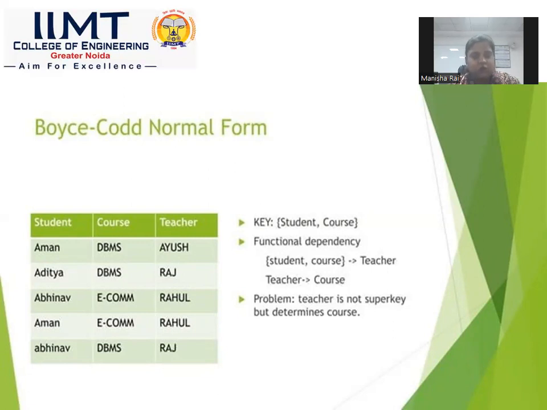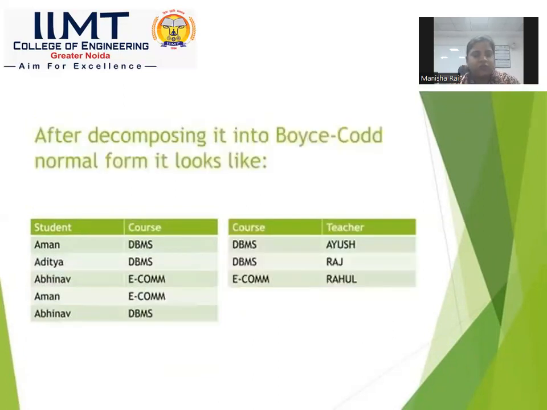So how will we remove this problem? To remove this, again we will decompose the table. When we decompose the table, we will get two new tables. In the first table, we will put a record of student and course. And in the second table, we will put a record of course and teacher. In the first table, student and course will be our combined primary key. And in the second table, course and teacher will be our combined primary key for unique identification.